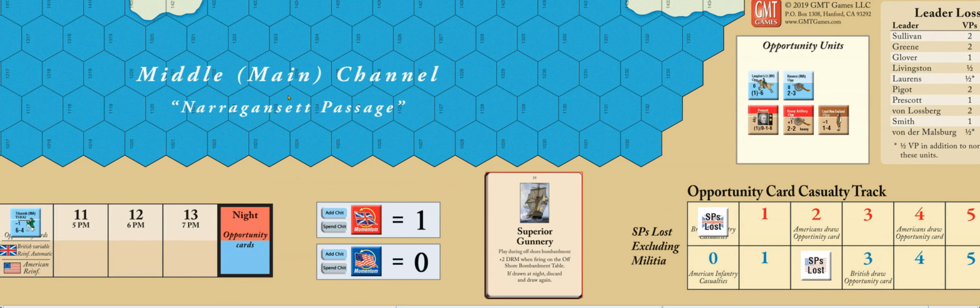And on the map board, you can see my card. It's called Superior Gunnery. Play during offshore bombardment. +2 die roll modifier when firing on the offshore bombardment table. It's not available to me if this was the night turn.